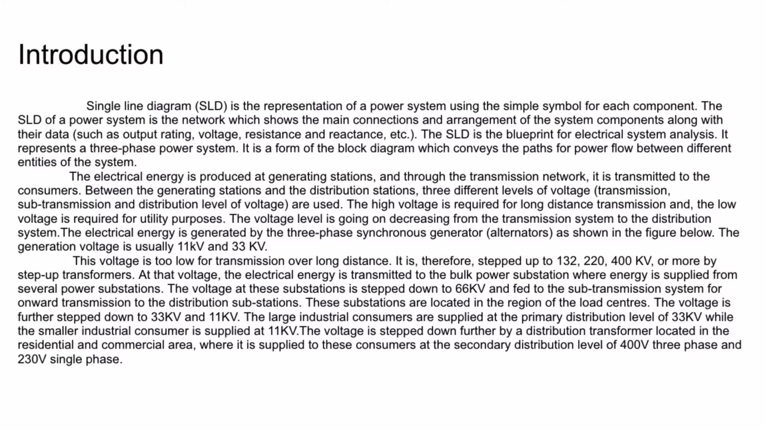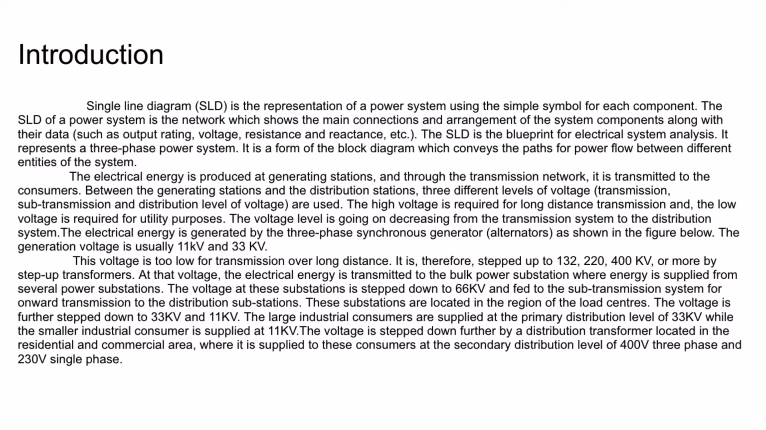The electrical energy is generated by the three-phase synchronous generator, or alternator, as shown in this figure below. The generation voltage is usually 11 kV and 33 kV. This voltage is too low for transmission over long distance. It is therefore stepped up to 132, 220 and 400 kV or more by a step-up transformer.